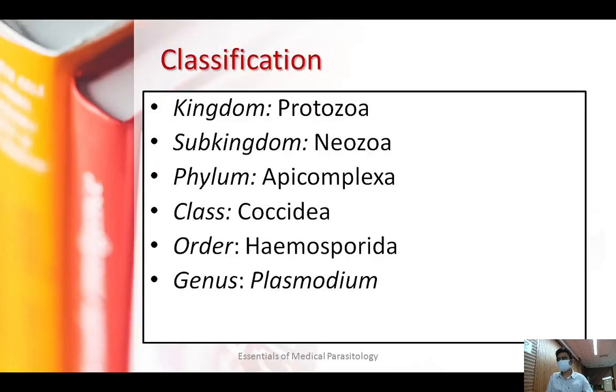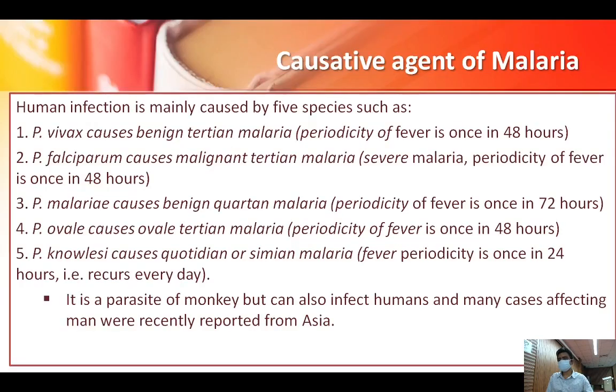The class is Coccidia, order is Haemosporida, and genus is Plasmodium. This is always asked: name the different species of malaria. You have to know the names of all five species: Plasmodium vivax, falciparum, Plasmodium malariae, and ovale. These have been prevalent right from before. Plasmodium knowlesi is the one which has been discovered very recently.